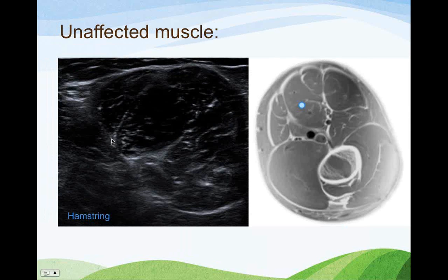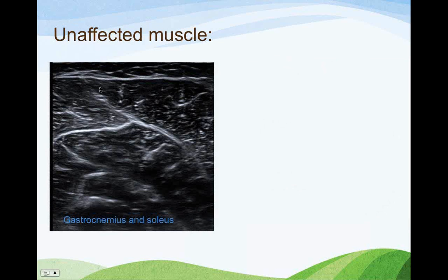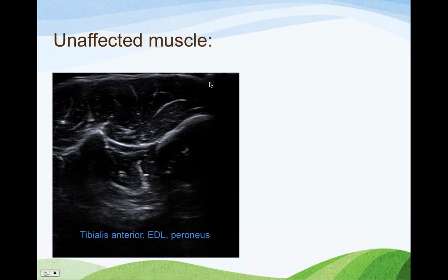These are your hamstrings, 1, 2, and 3. This is semimembranosus, semitendinosus, biceps femoris. These are your gastrocnemius muscles, or your calves, and your soleus. This is your tibialis anterior muscle, your extensor digitorum longus, and your peroneus. And this is actually your tibialis posterior. This is the tibia bone and the fibula.